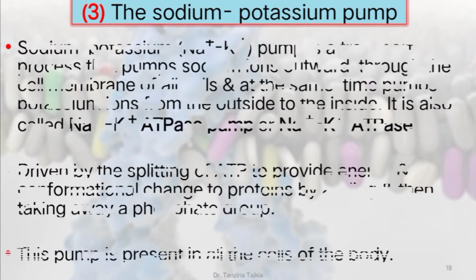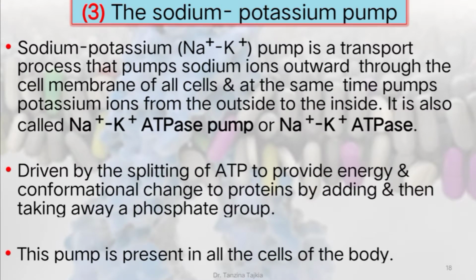Then the most important pump is the sodium-potassium pump. The sodium-potassium pump is a transport process that pumps sodium ions outwards through the cell membrane of all cells and at the same time pumps potassium ions from outside to inside. This is also called the sodium-potassium ATPase pump or sodium-potassium ATPase. Driven by splitting of ATP to provide energy and conformational changes of proteins by adding and then taking away a phosphate group, this pump is present in all cells of the body.